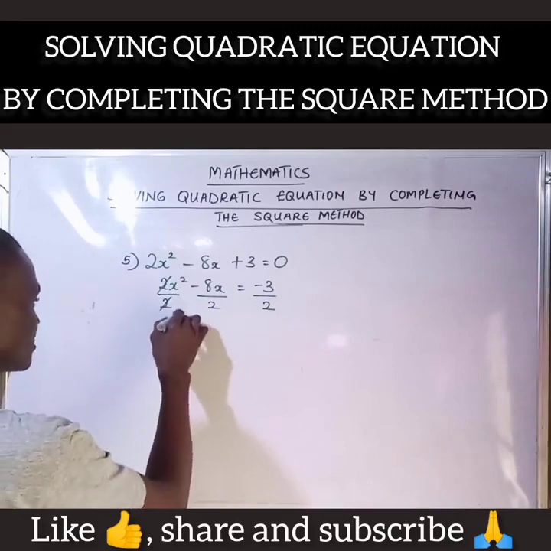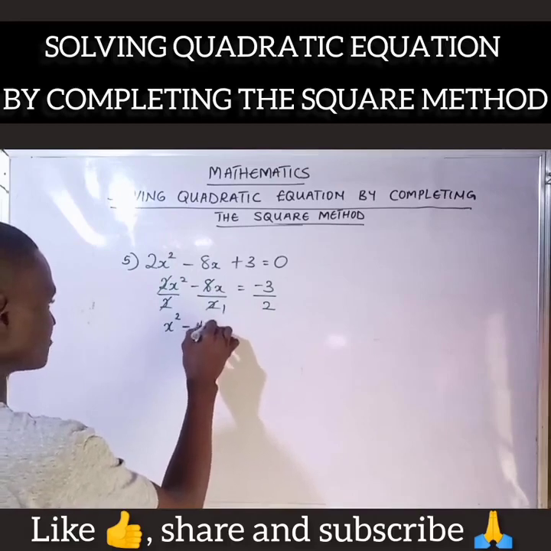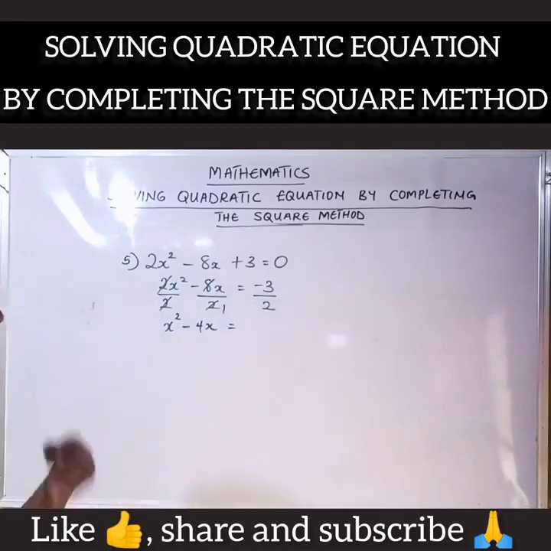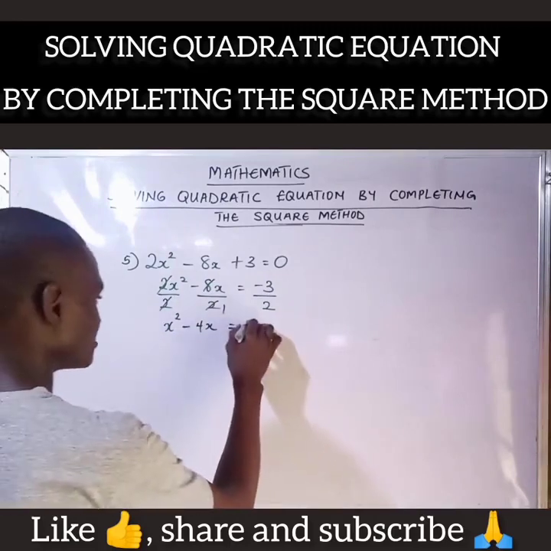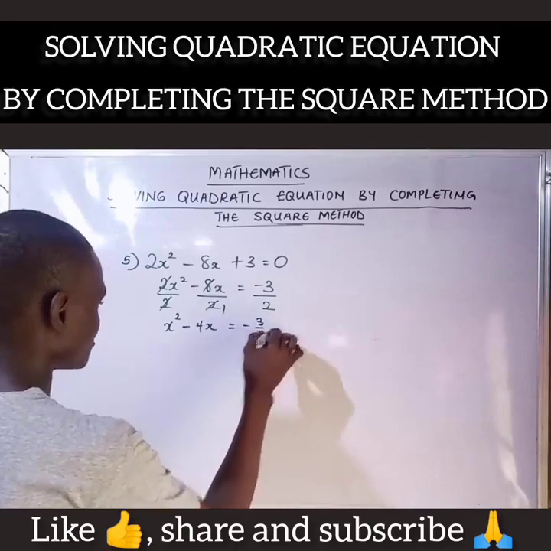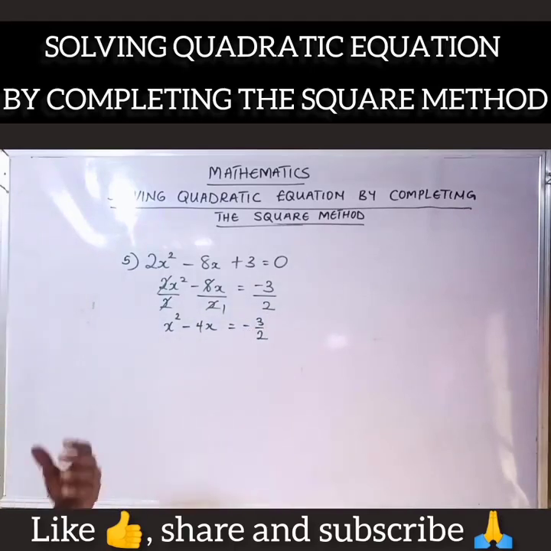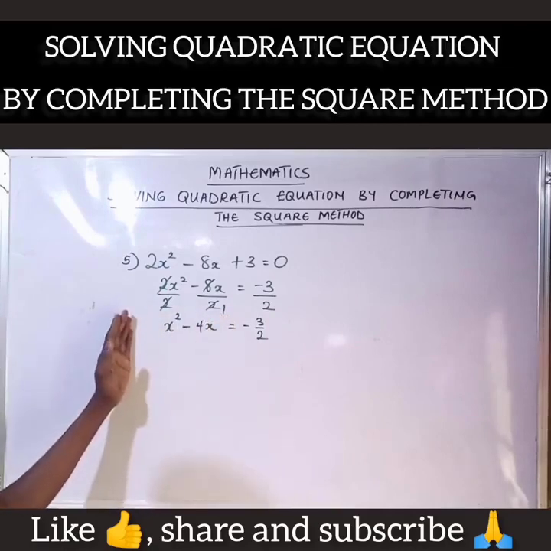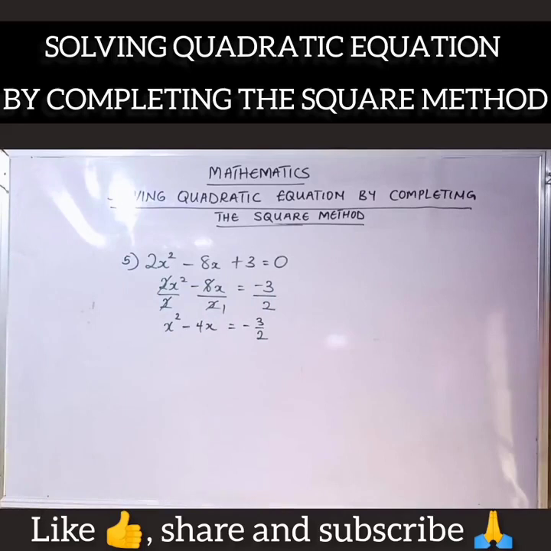I will be left with x squared minus 4x, which is equal to, now if you look at this, I'm going to get minus 1.5, and I don't want to work with decimals, so I will retain it as minus 3 over 2. Once I've gotten to this level, which is similar to the ones I've done in the first part, the next thing I'm going to do is to complete the square for the left hand side and add the same thing to the right hand side. That is what I'm going to do, the same step.